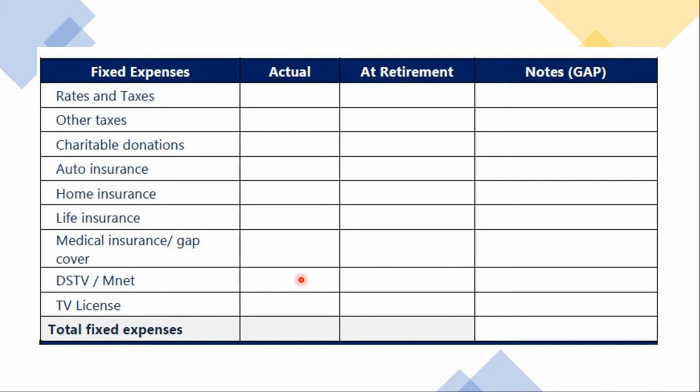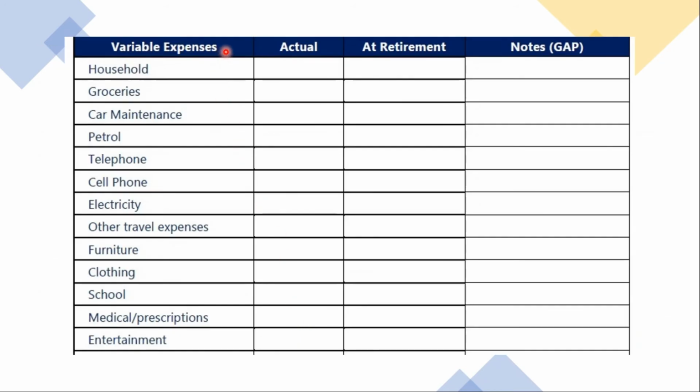DSTV or Mnet, do I have that? TV license. Now a TV license will only be a fixed expense if I pay it per month. Otherwise it will be variable. Then of course my total fixed expenses. Now let's start looking at variable. What does variable mean? It changes. It's not the same.